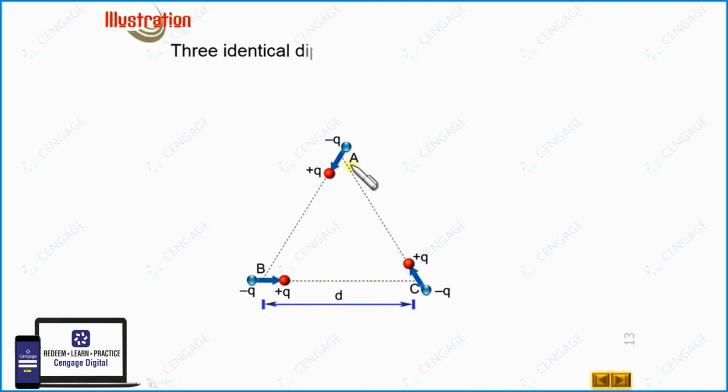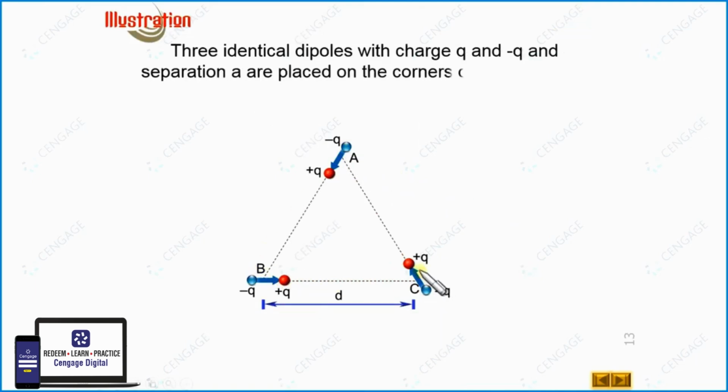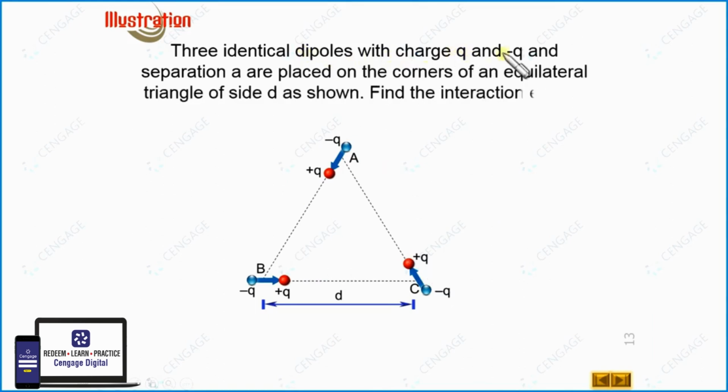In this illustration, we have 3 identical dipoles with charges Q and minus Q. This is Q and minus Q separated by a small distance a. That means the magnitude of the dipole moment of each dipole is Q multiplied by A, and they are placed at the corners of an equilateral triangle of side d. We need to find the interaction energy of the system, and it is also given that a, the separation between the charges in a dipole, is much smaller than small d. Small d is the separation between the dipoles. Okay, so let us make the diagram on the next page.